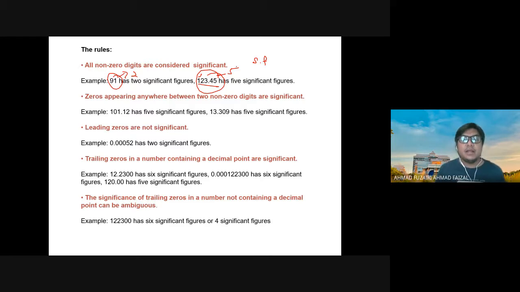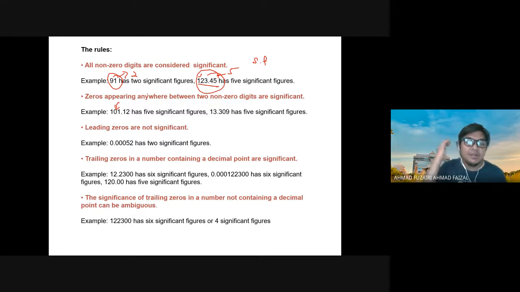Zeros appearing anywhere between 2 non-zero digits are significant. Okay, I hope that everybody understands the zeros inside the non-zero digits, or inside the figures. In between there is a non-zero digit, so definitely it's counted as significant.